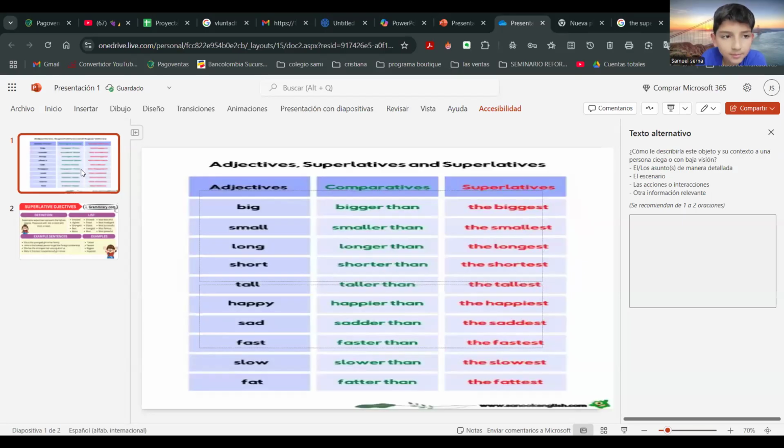Okay, today I will explain the superlative adjectives. For this explanation I need a PowerPoint. Okay.